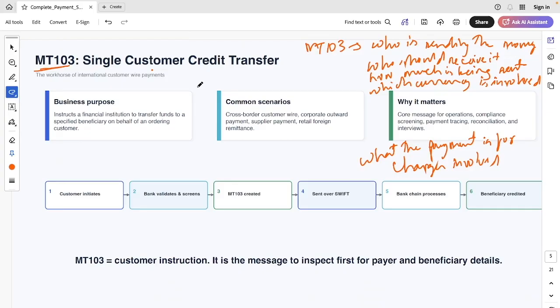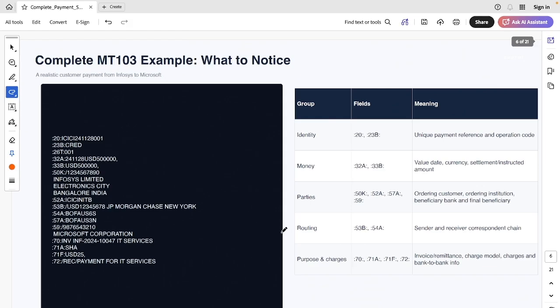So if a customer payment is delayed, MT103 is usually the first message you inspect for beneficiary, amount, currency, and the charge details. Just keep in mind that MT103 is the customer instruction. Okay, now let us read a simple MT103 and understand what we should notice first. This is part of the message. Do not worry if this looks complex. We will break it into groups.